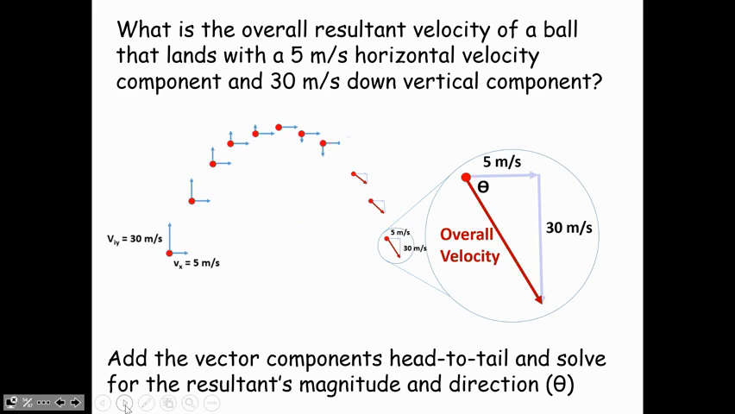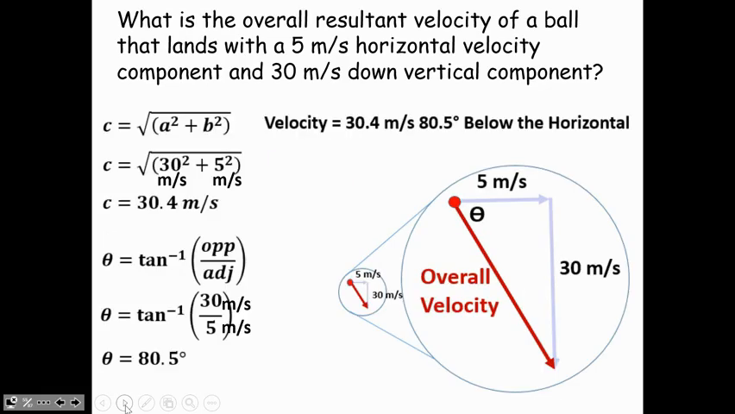Well, we can add our vectors head to tail as we've practiced before, and then solve for the resultant's magnitude, or the length of that hypotenuse, as well as the direction as an angle theta. To solve for the hypotenuse, we could do Pythagorean theorem, a squared plus b squared equals c squared. And in doing that, we can solve for the magnitude of the resultant velocity as 30.4 meters per second.